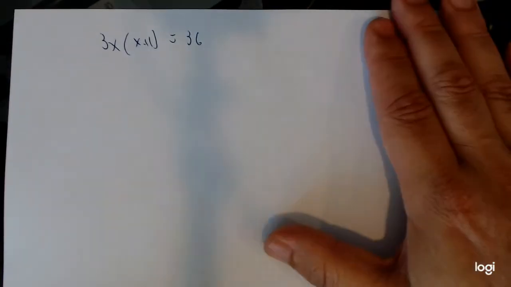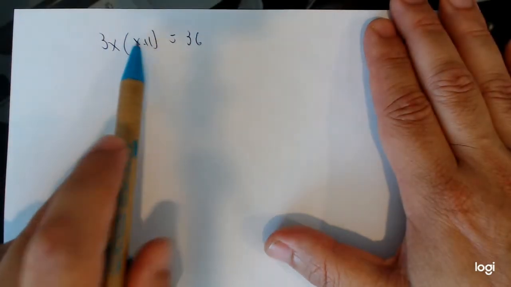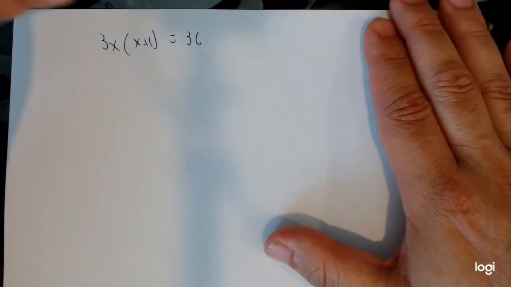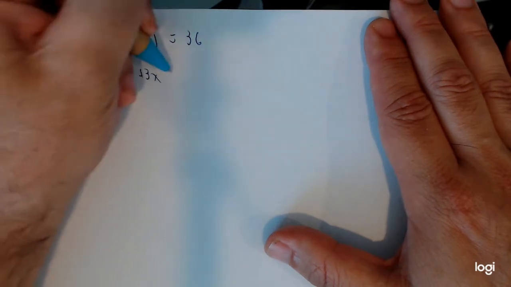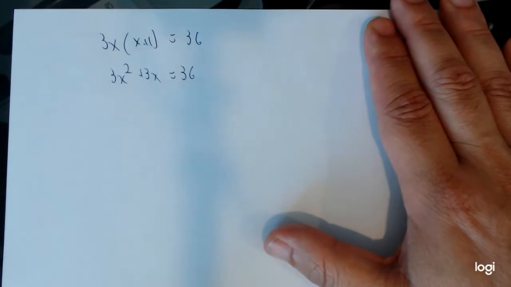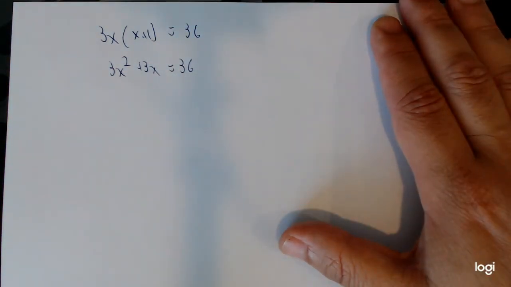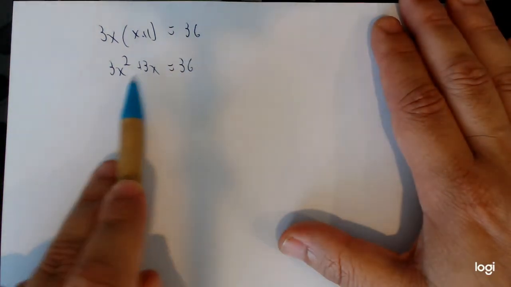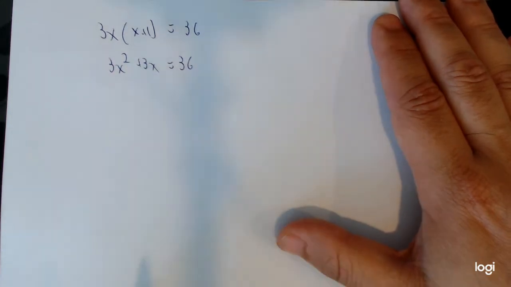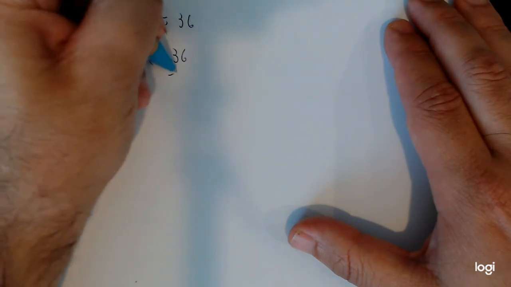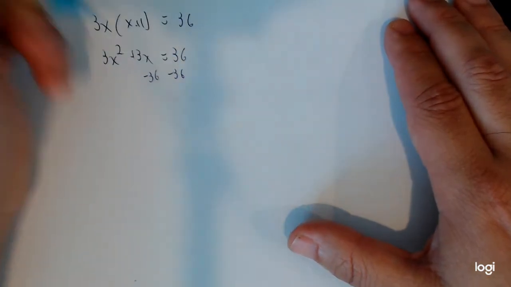So now what do I notice? I'm going to try to solve for x here, and I'm going to distribute the 3x, which, what does that give me? 3x squared plus 3x equals 36. And it looks like I'm going to try to solve this by factoring, because notice how I have x squared and an x. So the first thing I see that I want to do is bring the 36 over if I want to solve by factoring. So subtract 36 from both sides.